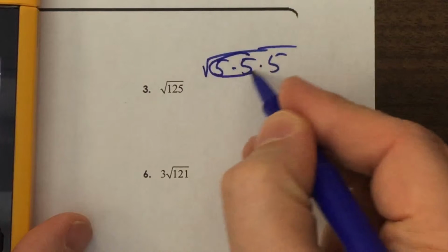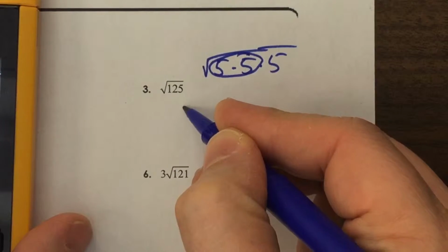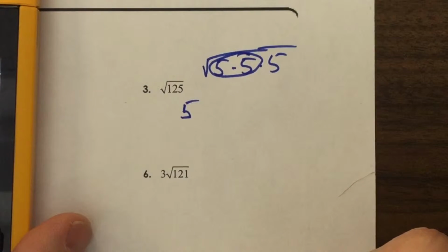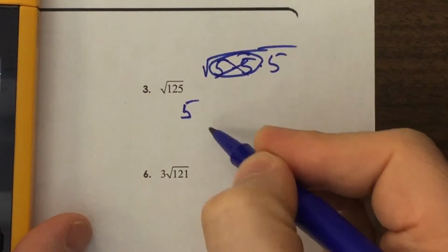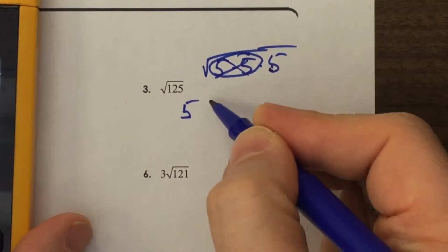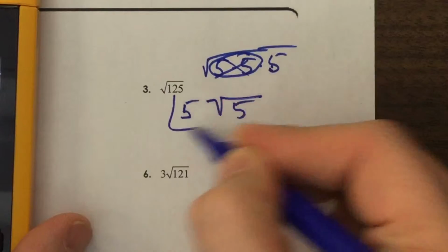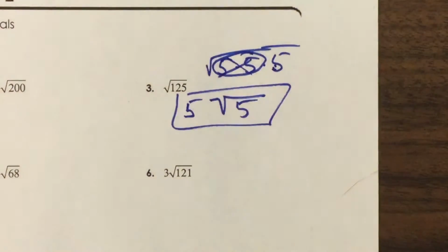So I have a pair of 5s here that I'm going to lay down by drawing one 5 on the outside. Okay? So these 5s are gone. All I have left on the inside is this other 5. So I'm left with 5 square root of 5.